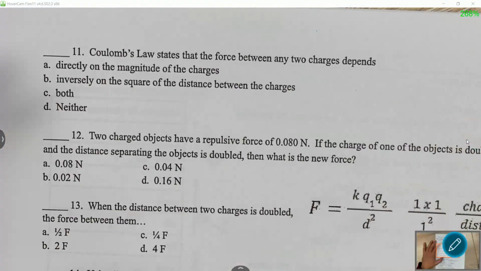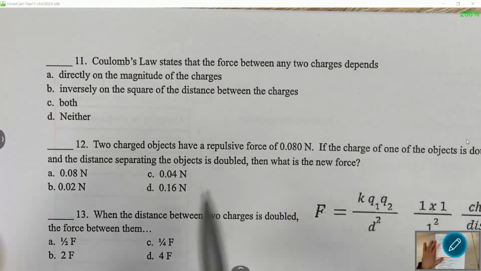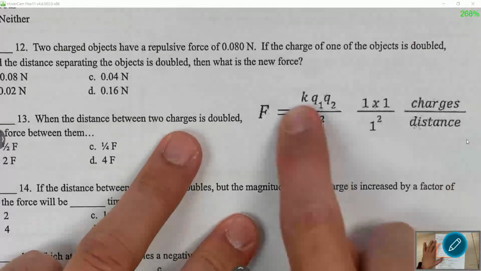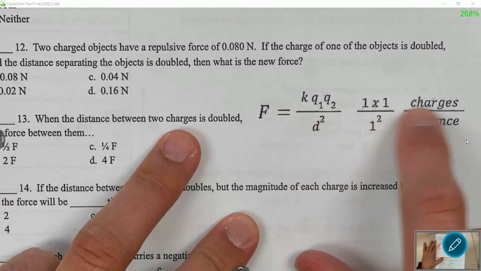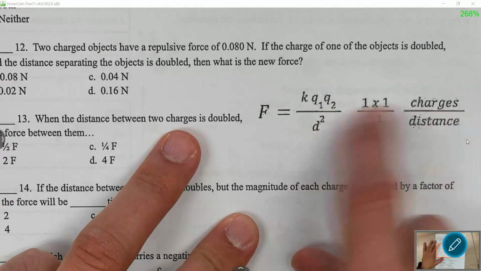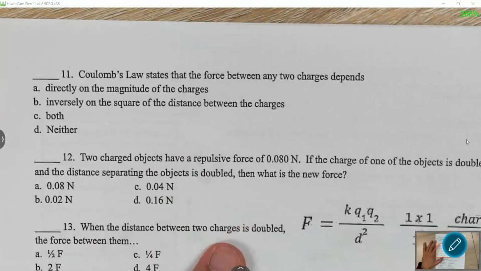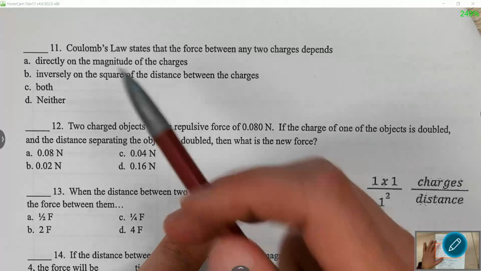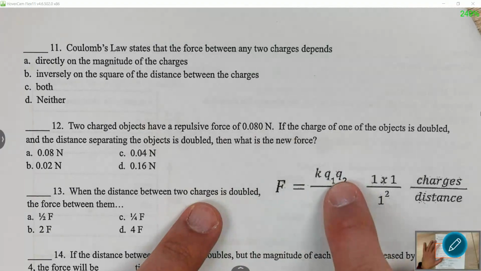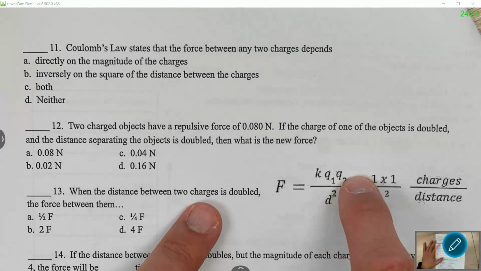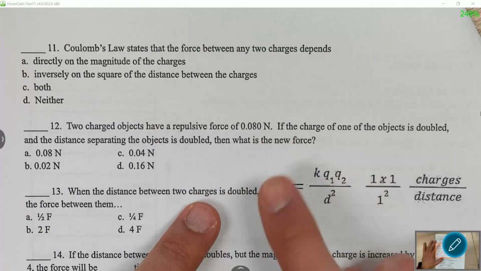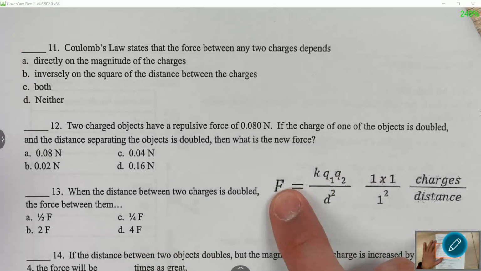Coulomb's law states that the force between any two charges depends on, well, here's Coulomb's law. K is a constant, right? Q1 and Q2, those are the charges. D is the distance between their centers squared. So directly on the magnitude of the charges: the stronger the charges, the stronger the force. The weaker the charges, the weaker the force. Yeah, that's a direct relationship.